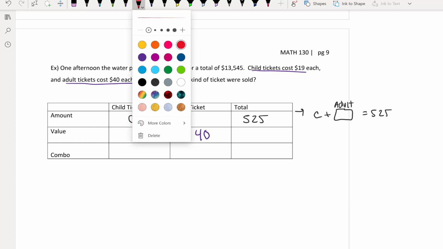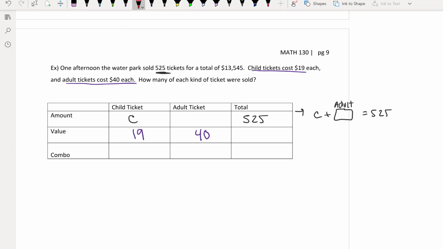So if I were to subtract C from both sides, then my generic equation would be that the amount of the adult tickets, because I don't know how much that is, since I don't know the value of the child tickets, but I can write it algebraically as 525 minus C. And you can think of it as C minus C is equal to 0. So of course 525 is going to equal 525.